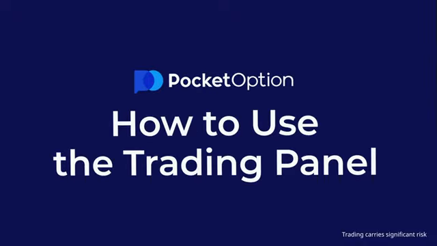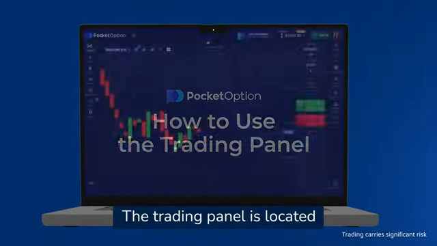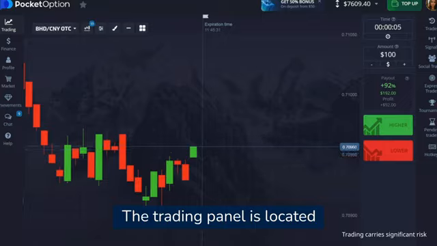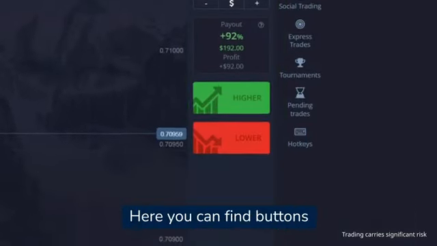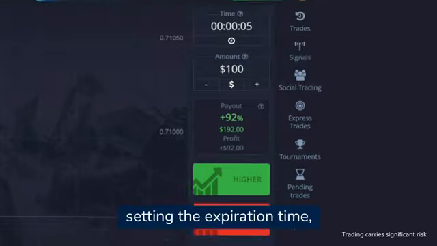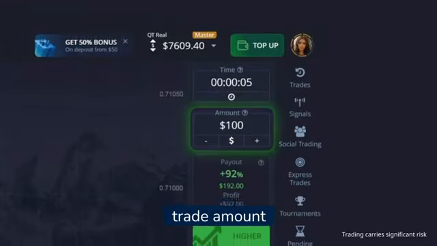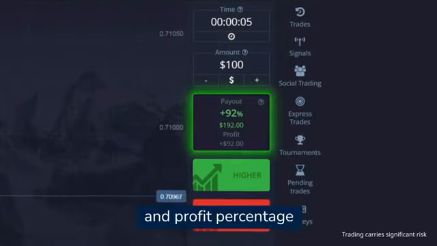How to use the trading panel. The trading panel is located on the right side of the trading interface. Here you can find buttons for opening trades, setting the expiration time, trade amount, and profit percentage.